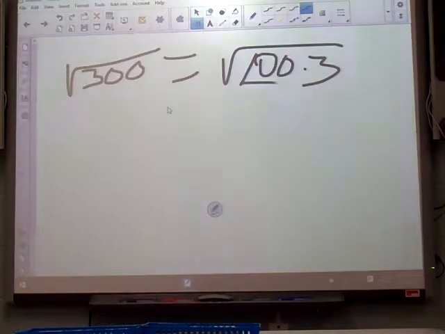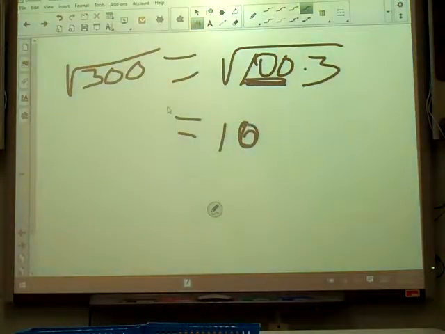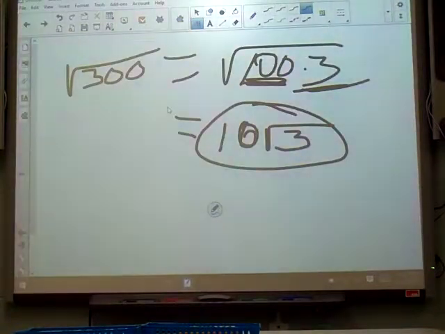It's not that you bring out 100, it's the square root of it that you bring out. So the square root of 100 is 10, so that's what gets to come out and play. The other one stays in and scrubs the floor.